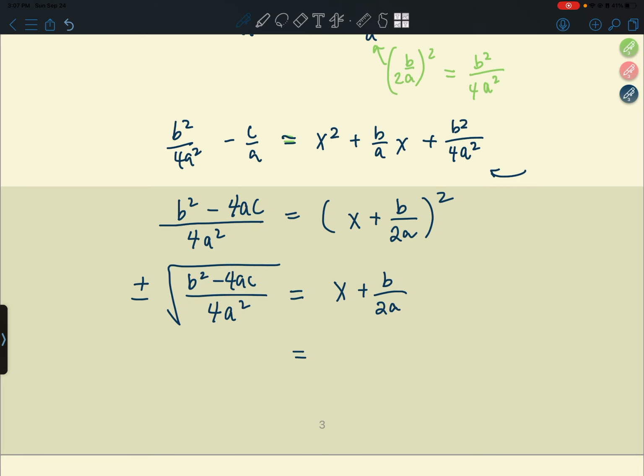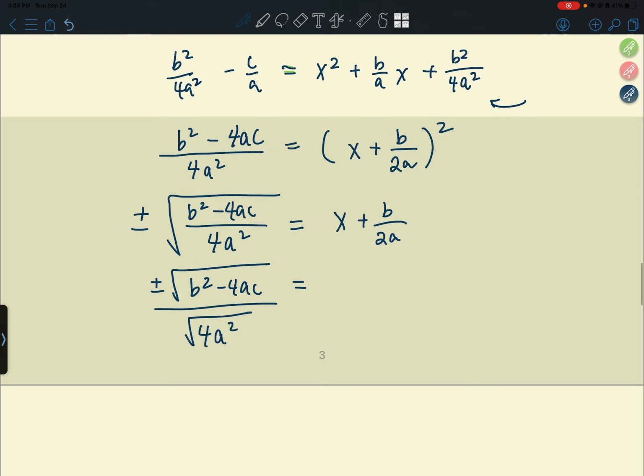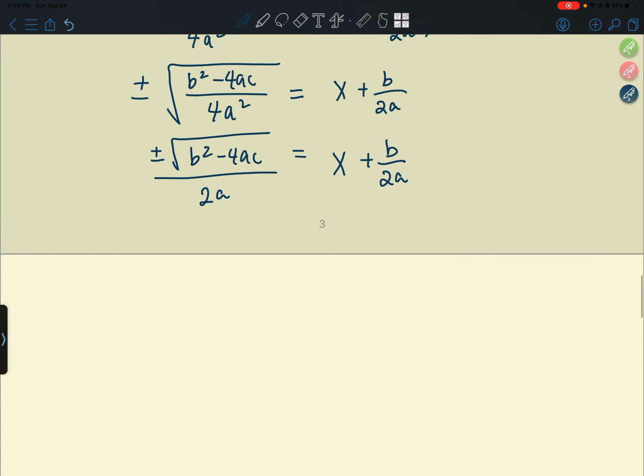Plus or minus, let's split up this square root. Now we can see this is actually the square root of 2a squared, right? So that means that we can just simplify this to 2a. And it's looking very, very similar to our quadratic formula now. So we are almost there.